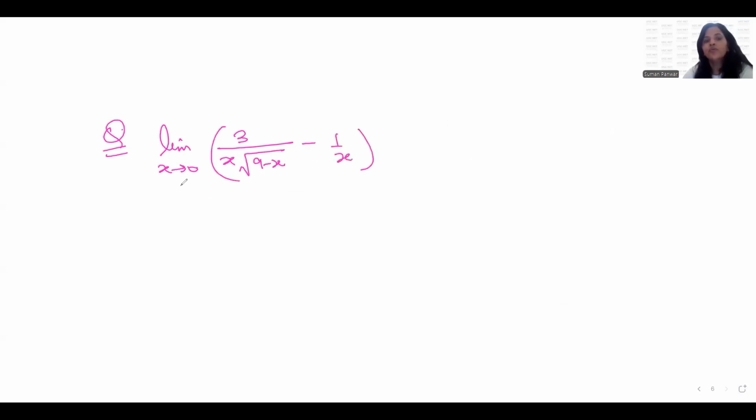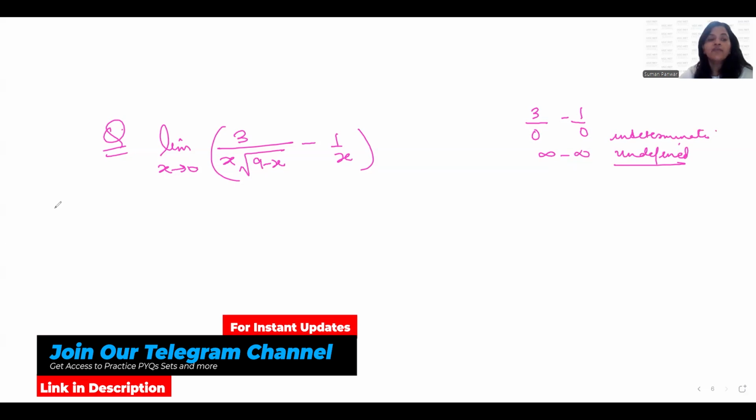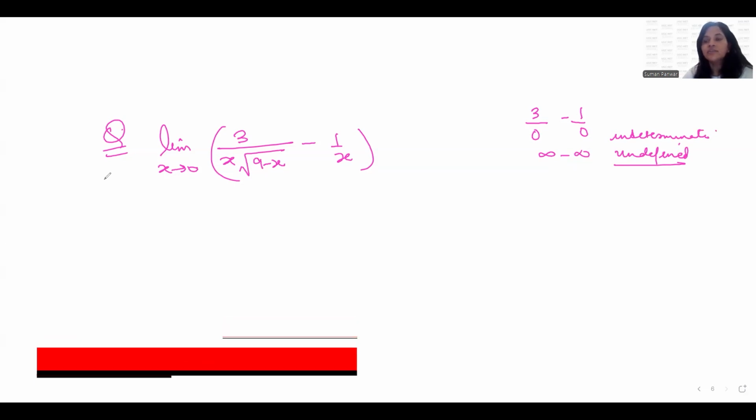So let's do a problem. Like for example, if I have this limit x tending to 0, 3x, suppose you have a situation like this. So when you put x equals to 0, you will get something like 3 upon 0 minus 1 upon 0. So this is like infinity minus infinity. Now, infinity minus infinity is undefined. We don't know what is infinity minus infinity. In fact, it is indeterminate. Okay. So we will have to write this particular expression in a way so that we can calculate it.